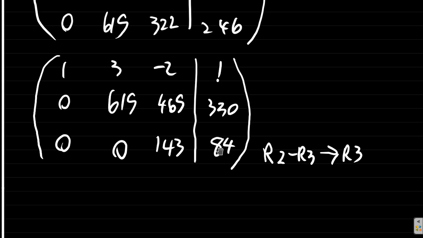143 and 84. Is there any number we could divide both of them by to make them smaller? I don't think so. We just have to leave it alone. But as for row 2, we could divide through by 5.